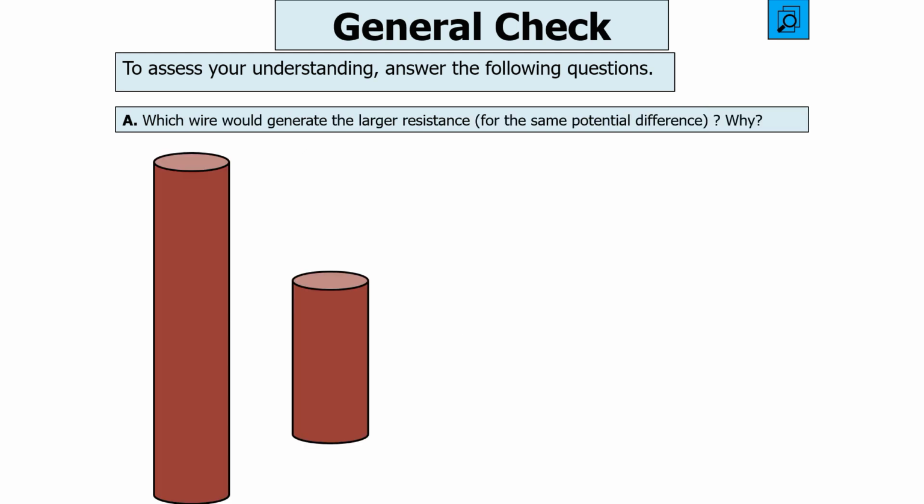The next question says, looking at the two wires, which would generate the larger resistance for the same potential difference and why? So pause the video now, then unpause the video when you want to go through your answer.